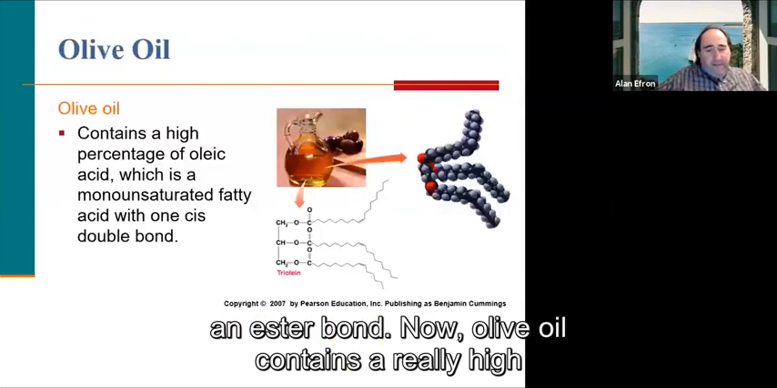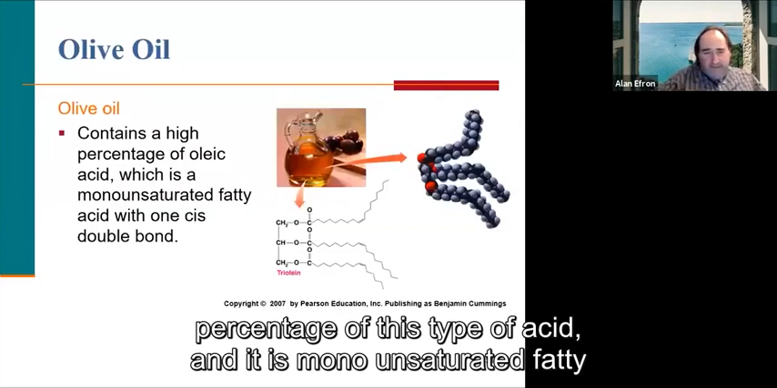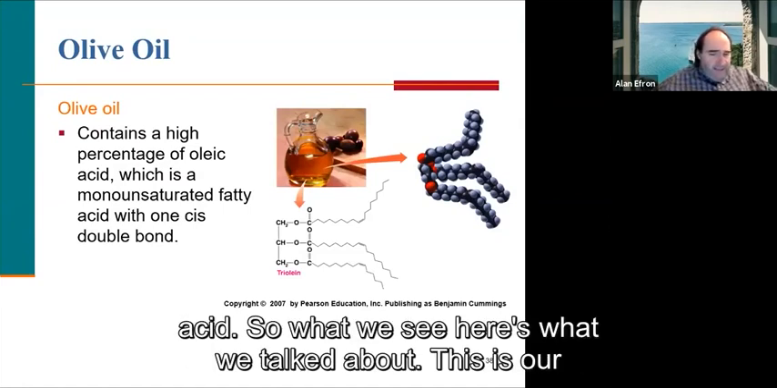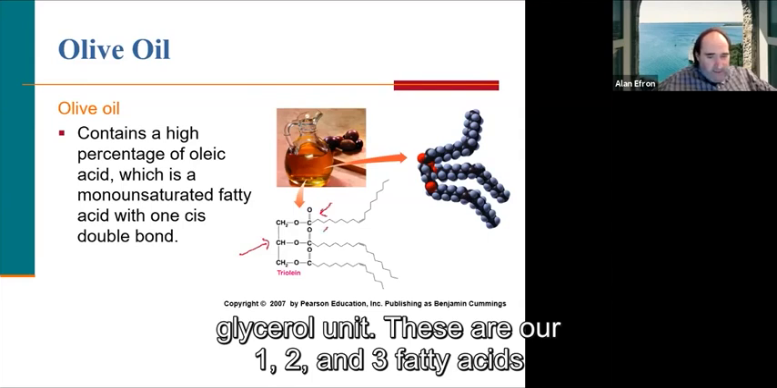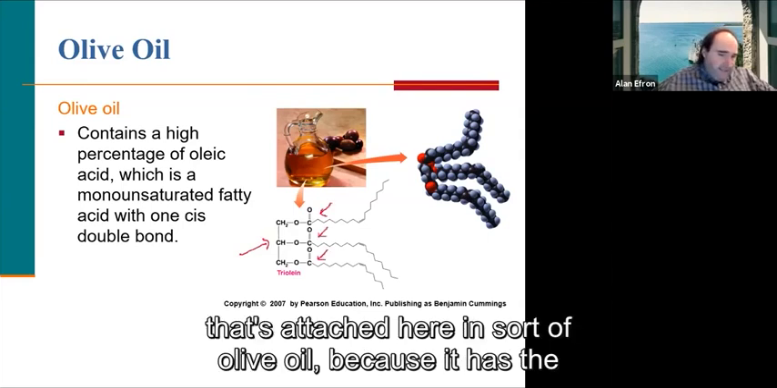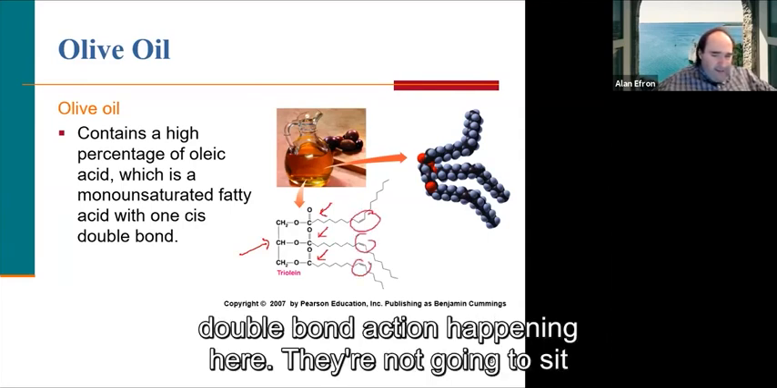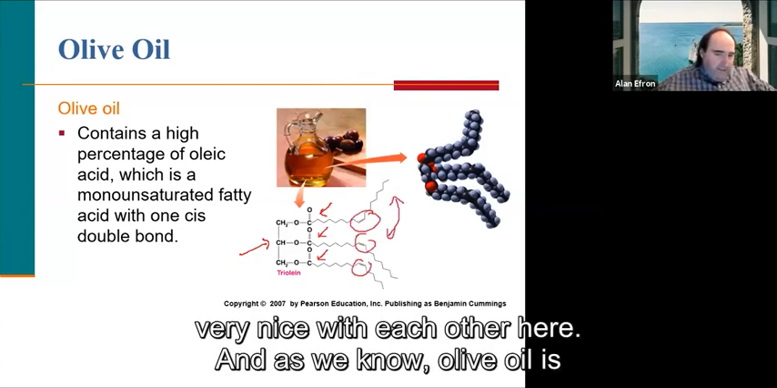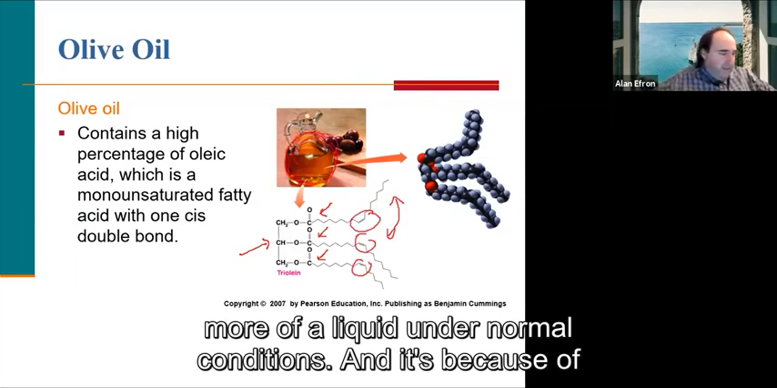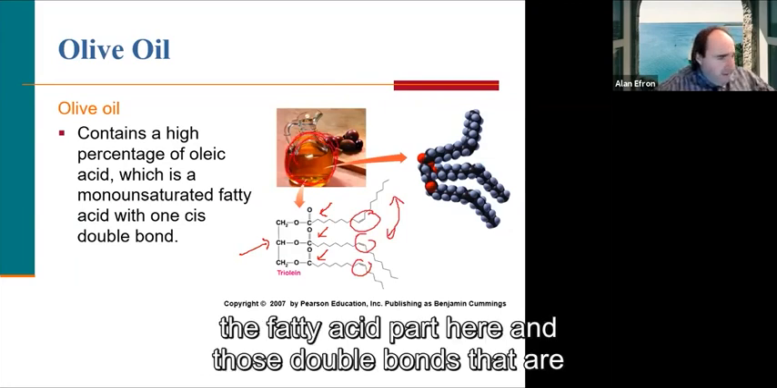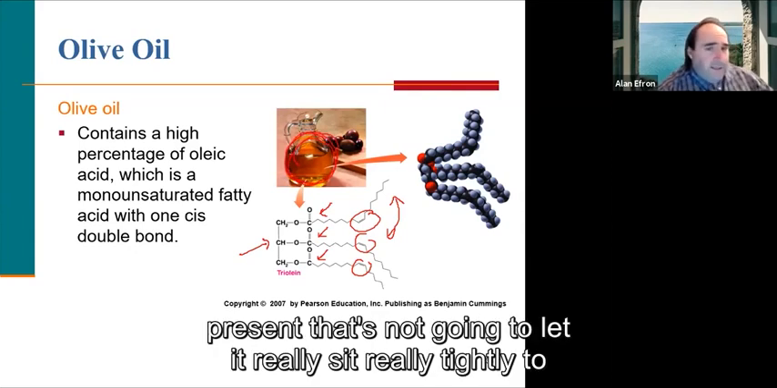Now, olive oil contains a really high percentage of this type of acid, and it is a monounsaturated fatty acid. So what we see here is what we talked about. This is our glycerol unit. These are our 1, 2, and 3 fatty acids that are attached here in olive oil. Because it has the double bond action happening here, they're not going to sit very nicely with each other. And as we know, olive oil is more of a liquid under normal conditions. And it's because of the fatty acid part here and those double bonds that are present that's not going to let it sit really tightly to each other.